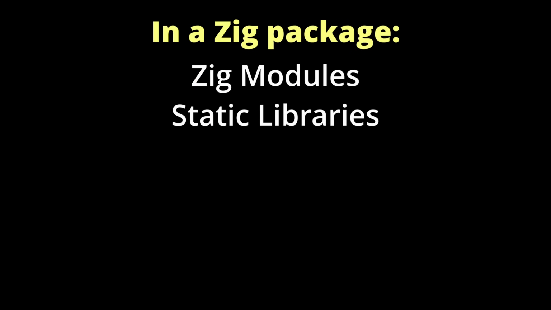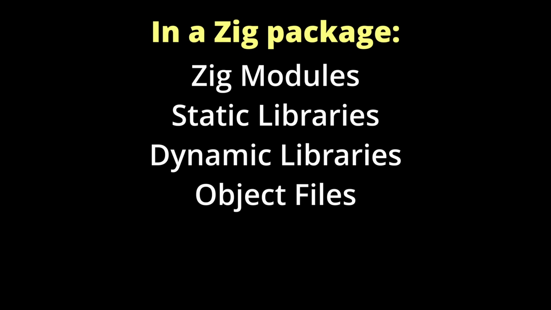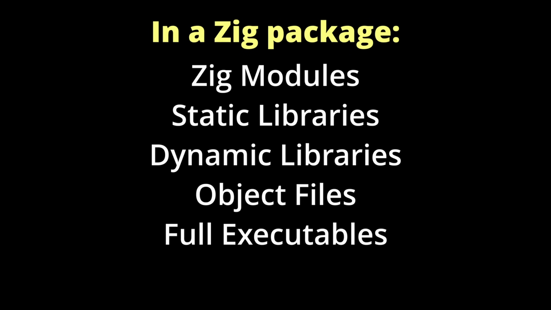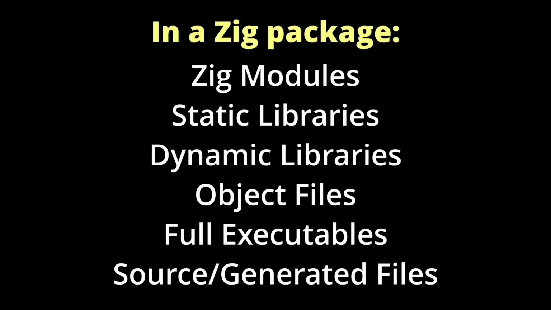A Zig package can expose to consumers Zig modules, that's what you import, and we will talk more about them in a moment, static libraries, dynamic libraries, object files, full executables, and all the source files present in the package, be it Zig files, C, C++ files, and anything else like music, videos, or images, and even arbitrary files that get generated on demand by the build script of the package.